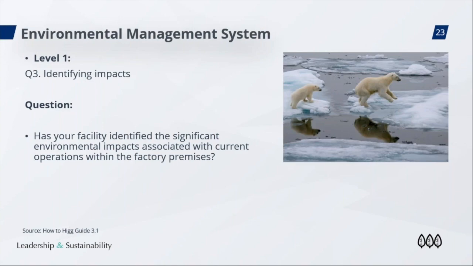So if you have a long list of perhaps 20 different potential environmental impacts, you should be able to identify and say, okay, for me, energy efficiency, waste reduction, and chemicals management are the most important, just as an example.